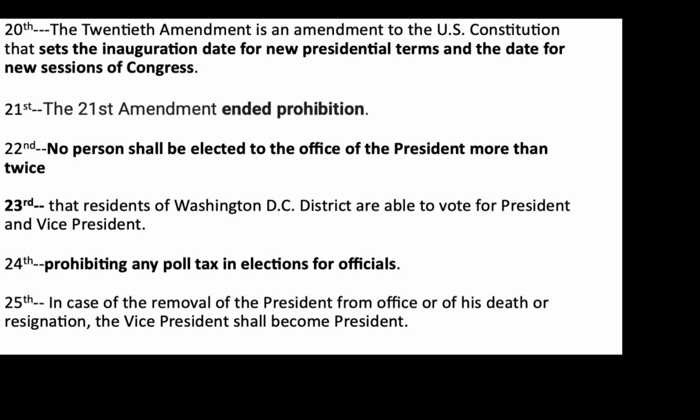I heard that it got worse. It did get worse, significantly worse. 22. Okay, it limits terms of presidents to 2. So what war just ended in 22? World War II just ended. We're in the 1950s now. Okay. 23rd is that Washington, D.C. can vote for president.